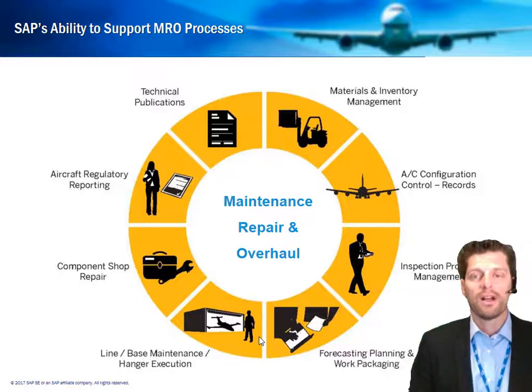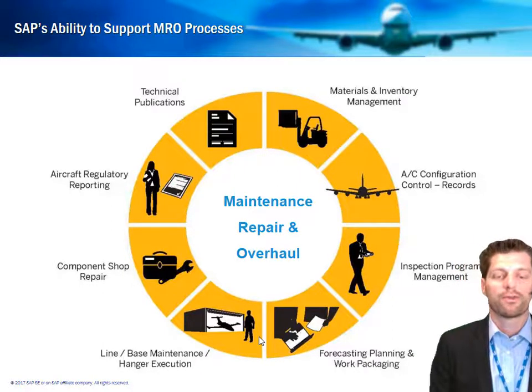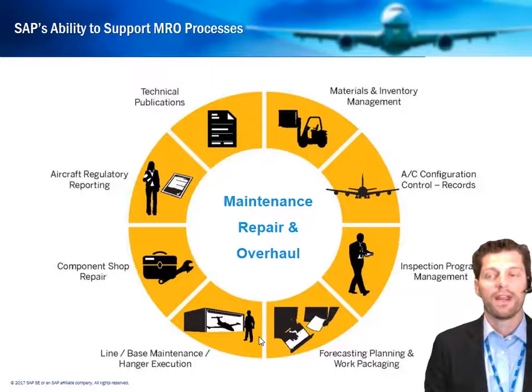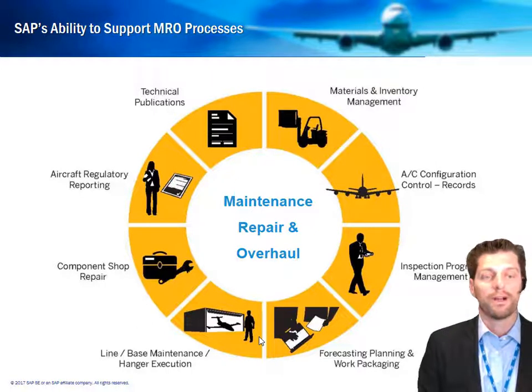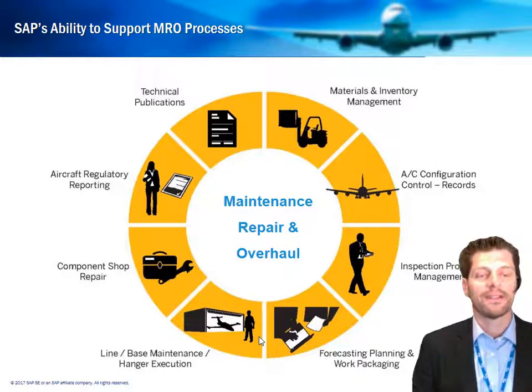From a pure process perspective, this covers all of the maintenance, repair, and overhaul processes as if you were to maintain an active aircraft fleet. So if you are an aircraft operator, you're going to do all of these, from materials management, config management, all the way through inspection programs, forecasting the work, execution of the work, performing component backshop repair, all the regulatory reporting that's required, as well as how you integrate your technical publications, as well as the links to other content management.